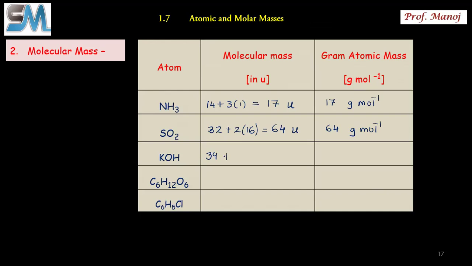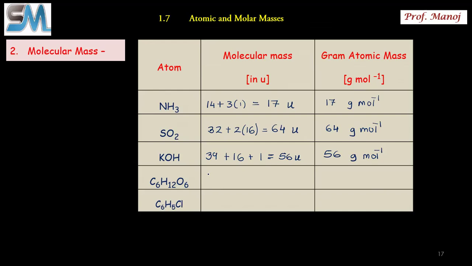Potassium 39, oxygen 16, hydrogen 1. So that makes it 40 plus 16, 56 U, or 56 gram per mole. Two examples more of organic molecules here.